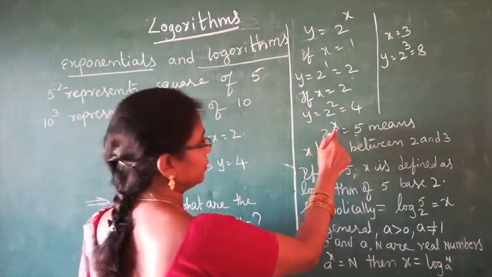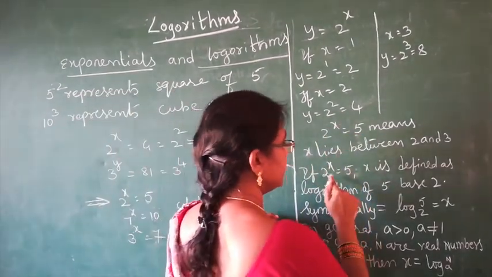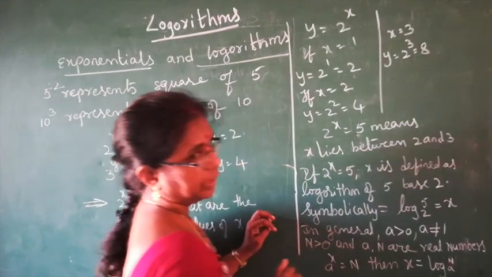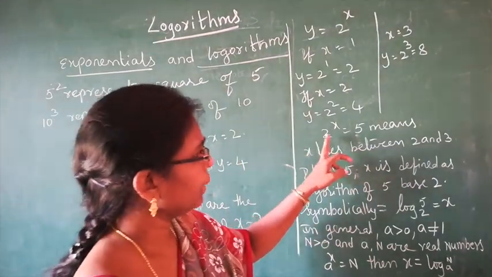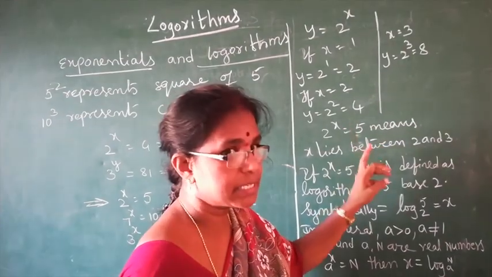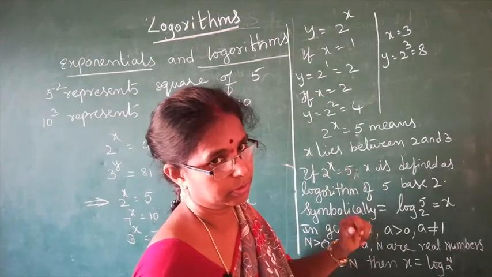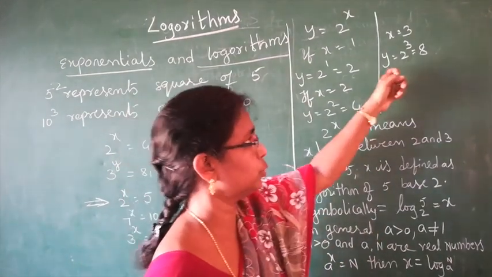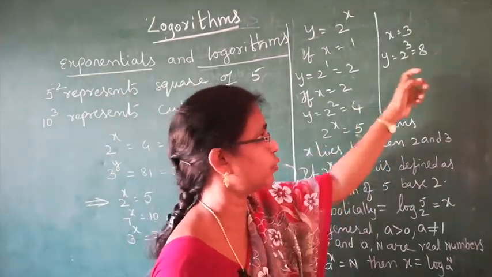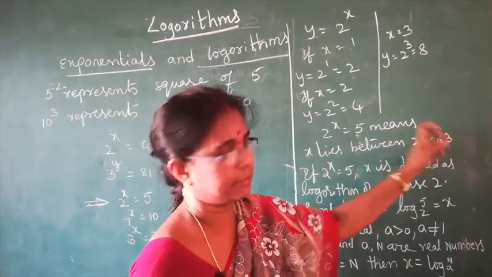Then 2 to the power of x is equal to 5 means the power should be between 2 and 3. It must be between 2 square and 2 cube. The 5 value must be in the middle between 2 square and 2 cube, because 2 square is 4, 2 cube is 8. 5 is between 4 and 8. Then x lies between 2 and 3.